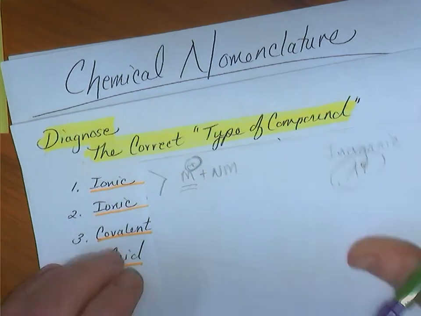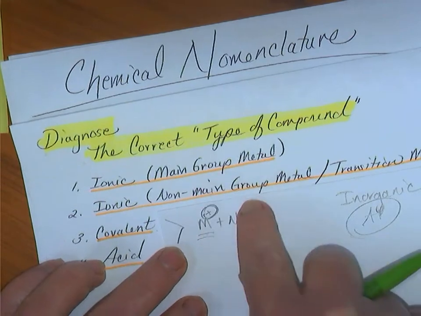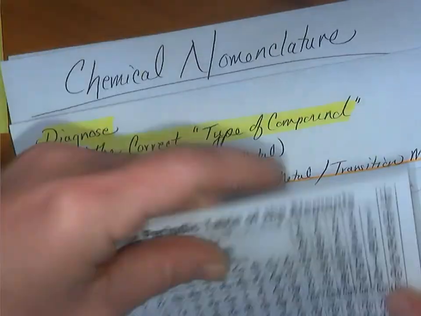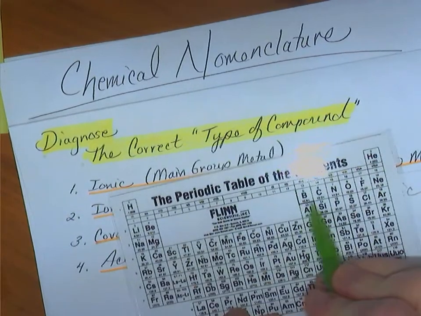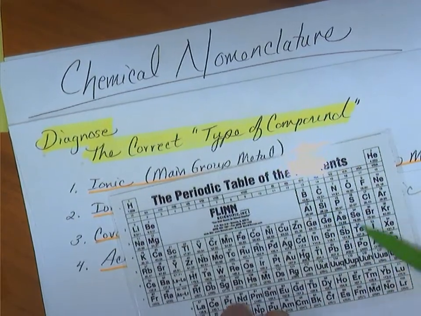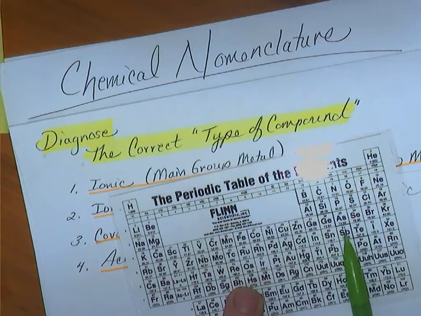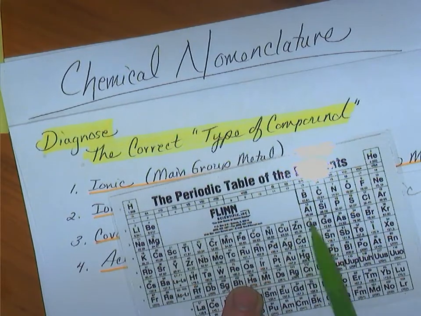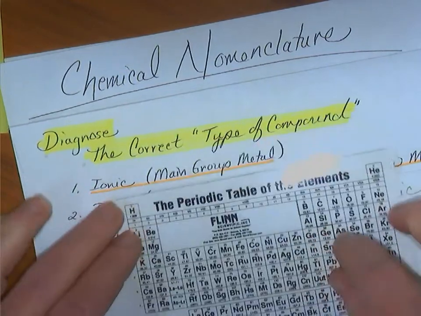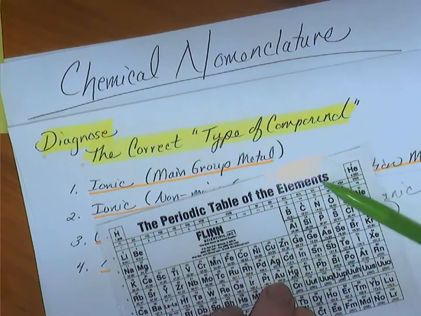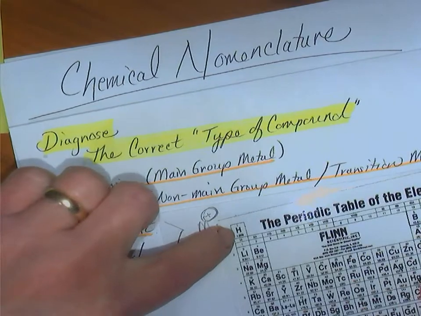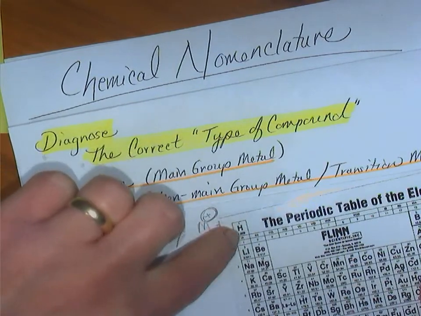Okay, how do we know if it's main group or non-main group? A reminder, on the periodic table, we know that there is a division line that we just nicknamed the staircase. Any element to the left of the staircase will behave as a metal. We categorize it as metal. And then to the right, non-metal. Now, of course, the exception is hydrogen. That is non-metal all day long.